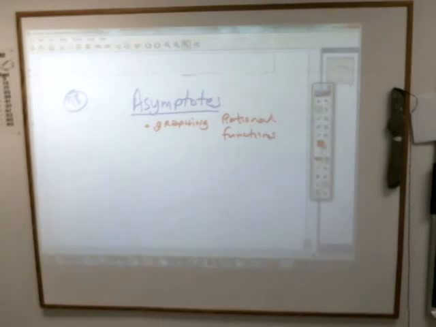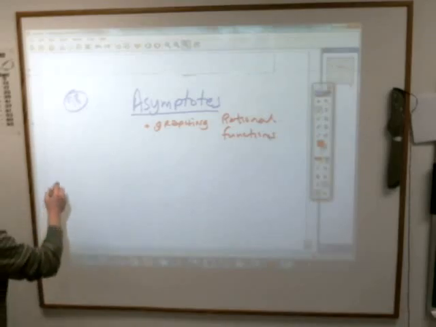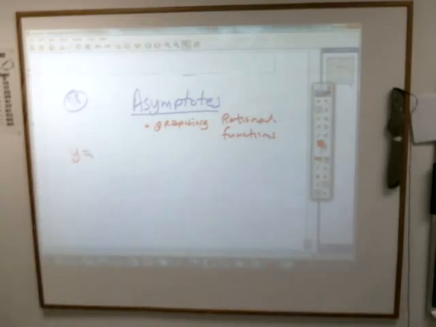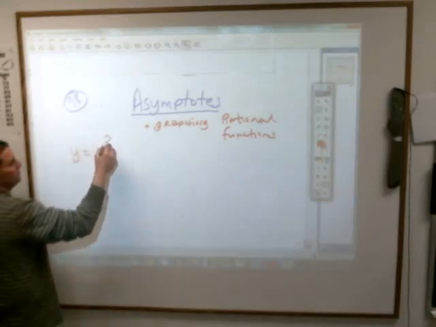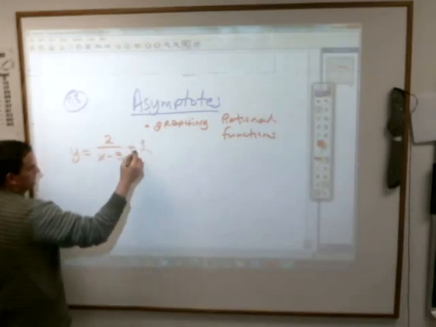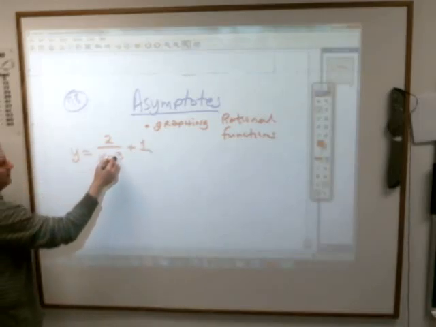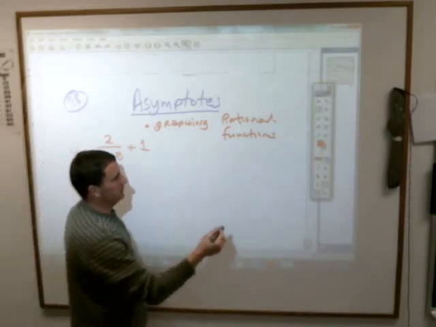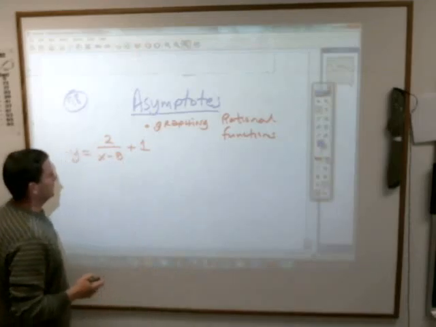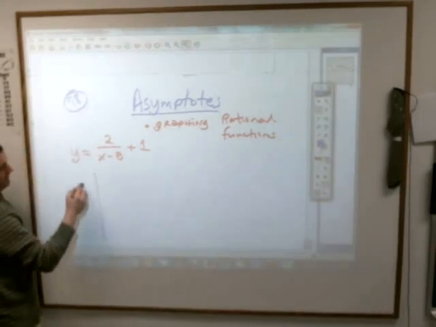Let's graph this just for fun. y equals 2 over x minus 8, plus 1. These are not linear equations, by the way. We're going to plot this one, but you won't have to in the future because I'll just ask you to sketch it out. It's a pretty simple little procedure. We're going to do this one by making a table.